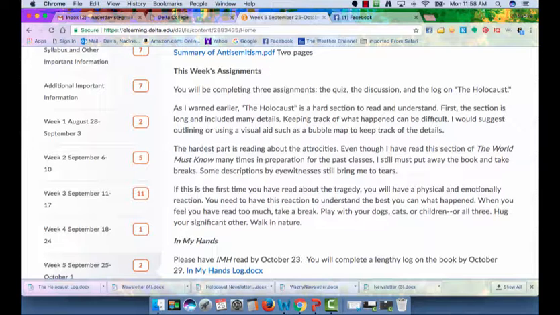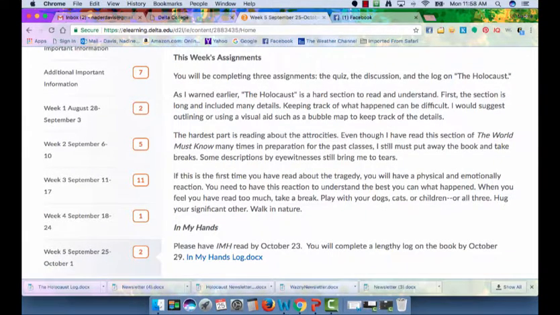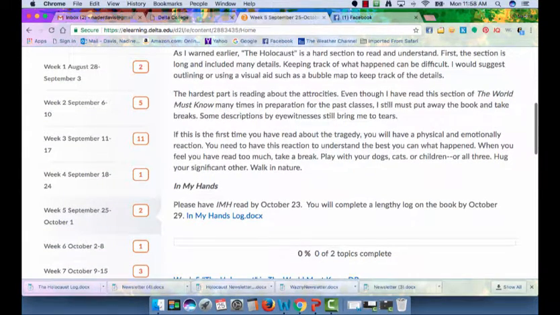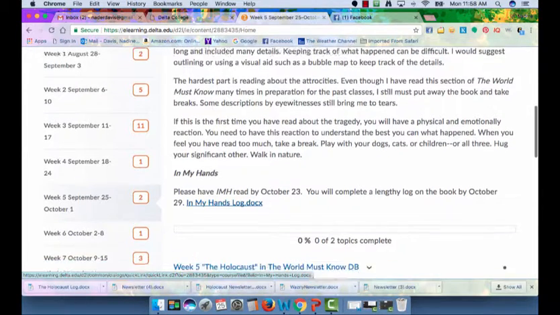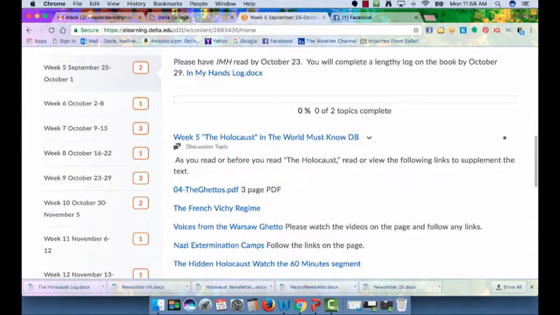So that's this week's assignments: the quiz, the discussion, and the log. Once you finish reading the Holocaust, that section, start In My Hands. It's lengthy. Concluding this week, you've got 4 weeks to read it, but if you don't get to it till next week, you've got 3 weeks to read it. Take the book, the number of pages, divide it by 3, and read that amount each week. There will be a log on it, so I've put it here so that you know what you're looking for next week.